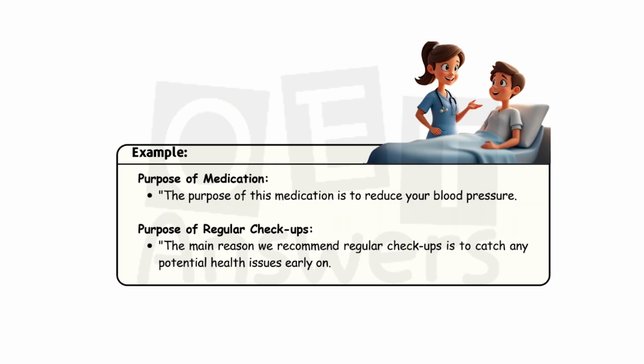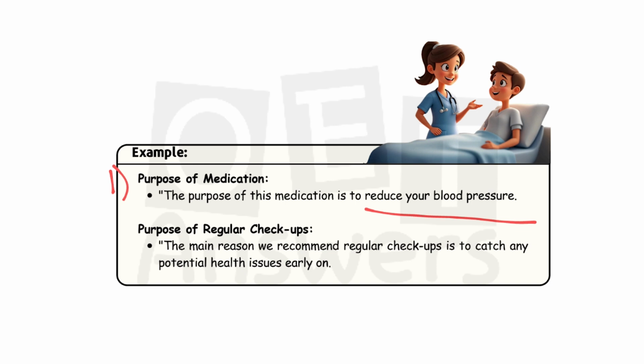Okay, I have given a small example here. First, read the first one, purpose of medication. Think that it is an antihypertensive. So the purpose of this medication is to reduce your blood pressure. Antihypertensives will help to reduce your blood pressure. This is the purpose. This is a general example for purpose.